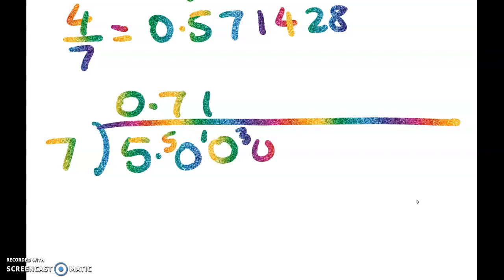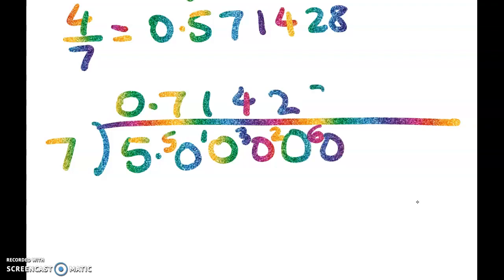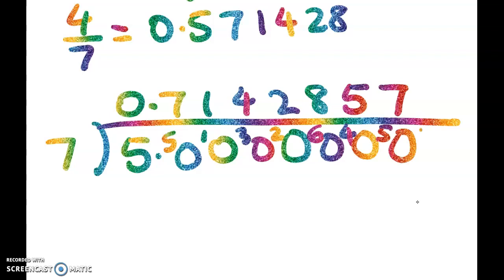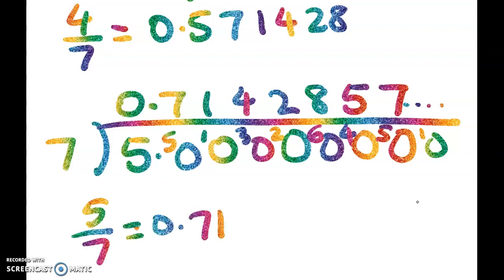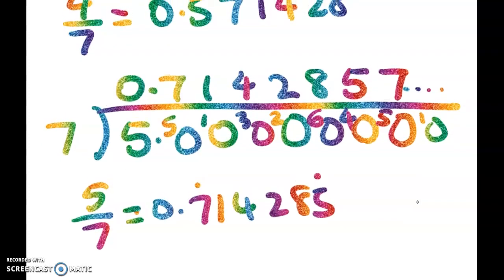1 with 3 left over. 4 with 2 left over. 2, 6 left over. 8, 4 left over. 5, 5 left over. 7, 1 left over, and we're back at the start. So 5/7 is equal to 0.714285.